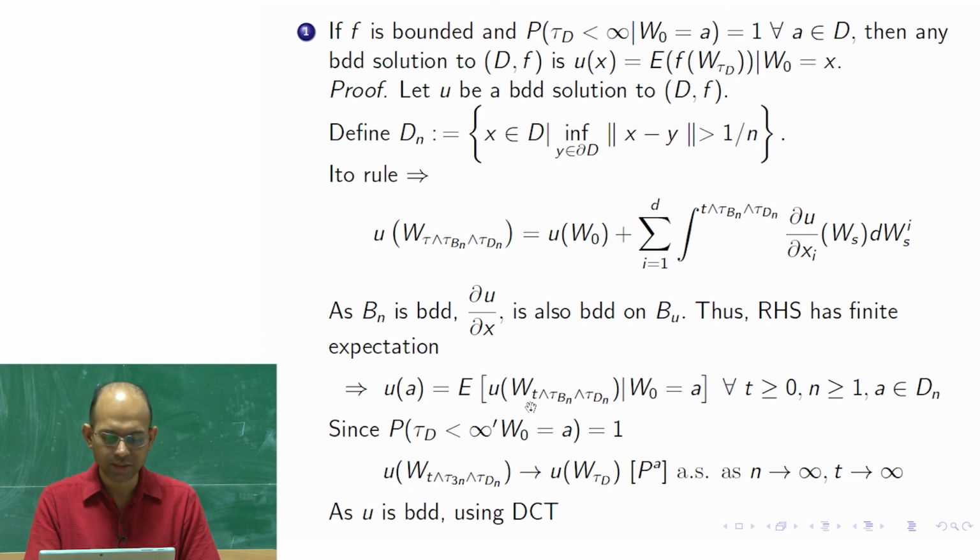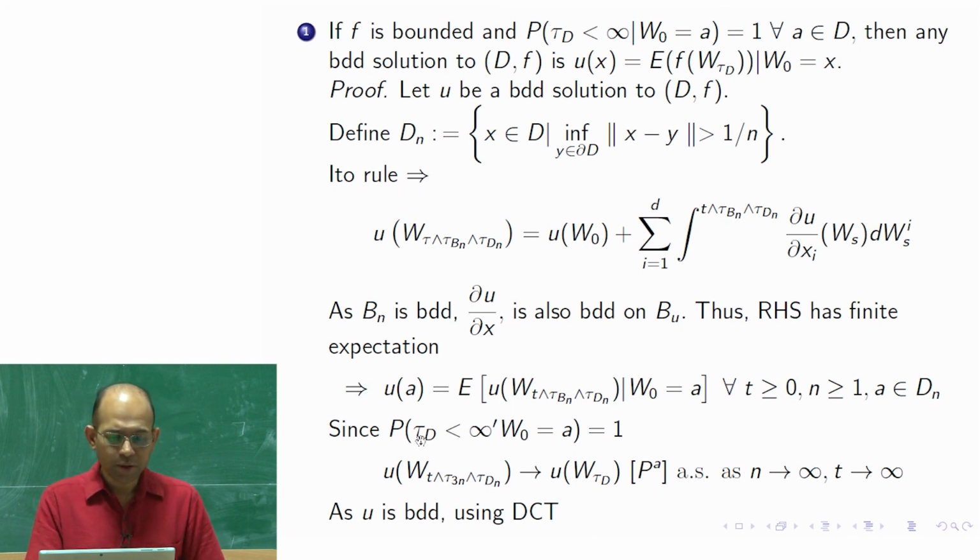Yes, now here it is correct. So, this is t, and this t is appearing here given W_0 is equal to a. So, this is true for all possible t non-negative and all possible n equal to 1, 2, 3 etc., and also for all possible a in Dn.